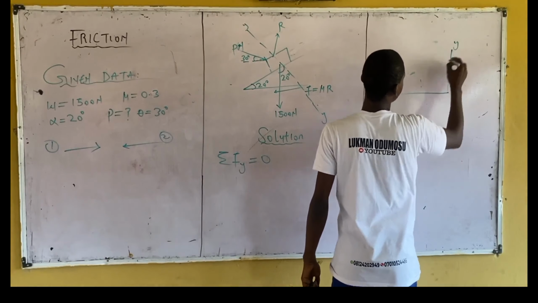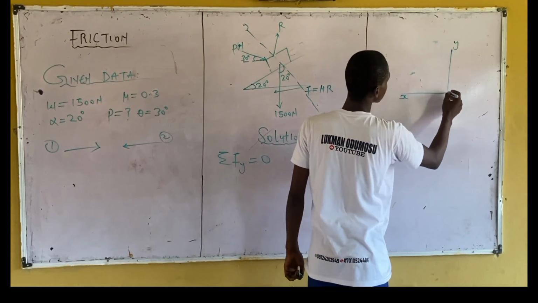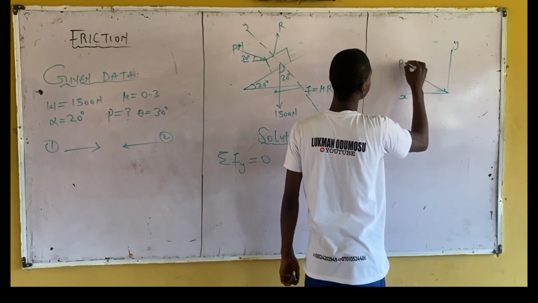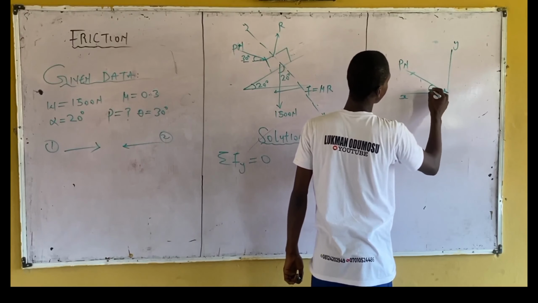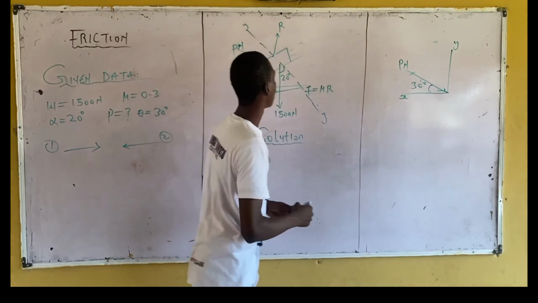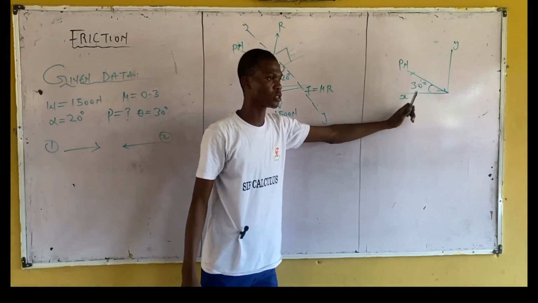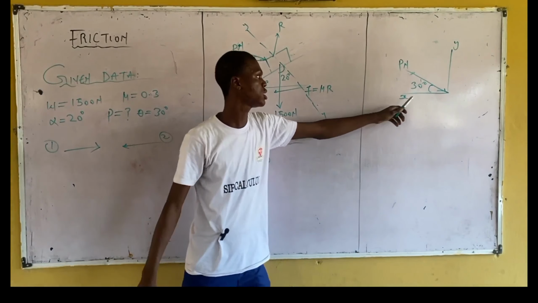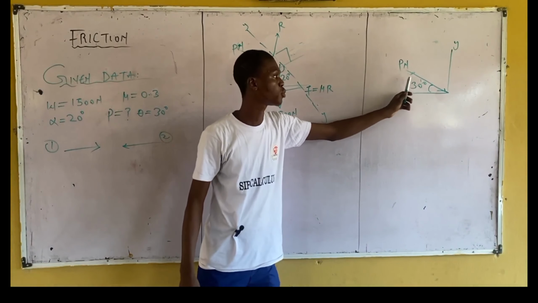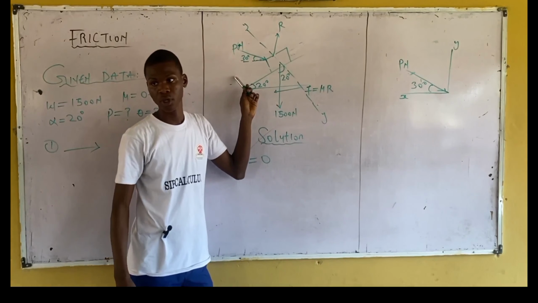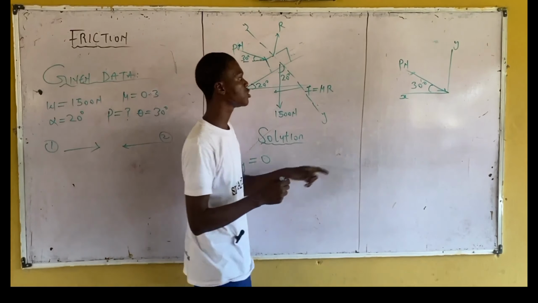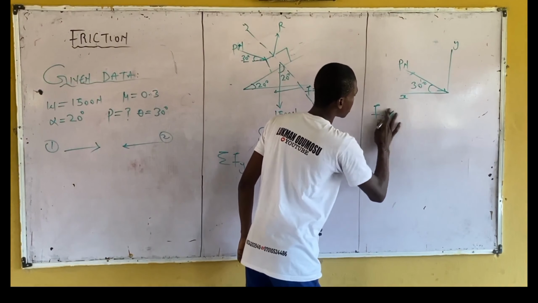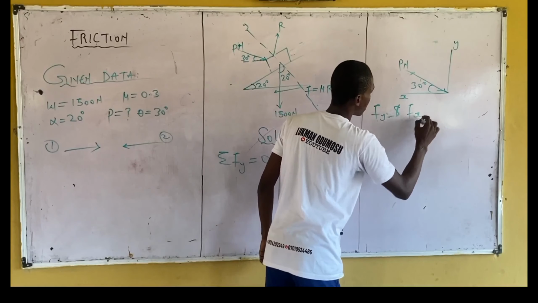This is y, this is x, right? Then this is your force, and the intensity is P newton. Then what do you have here? 30 degrees. Is there any difference with what is here? No difference. I brought this component out from this diagram so that it will be easier for us. Now let's resolve this along the vertical axis and the horizontal axis.